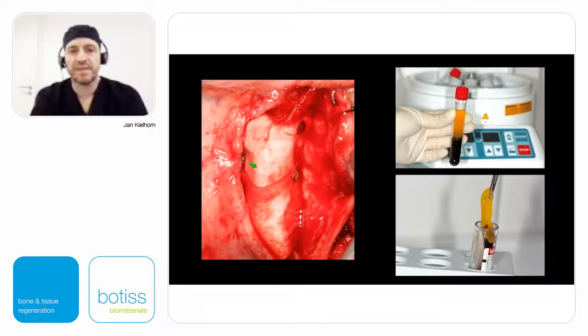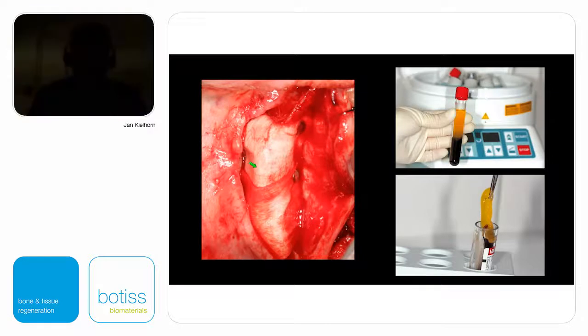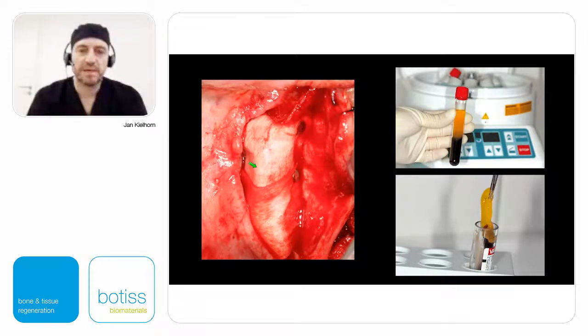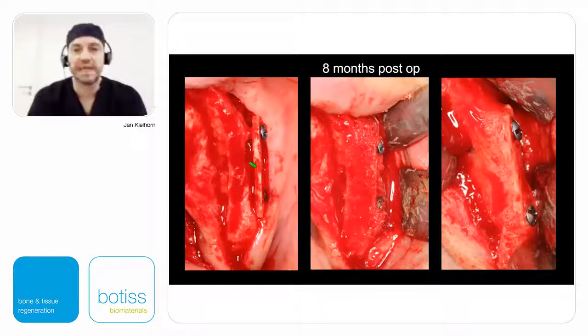We cover that then with a Jason membrane, a pericard membrane, and if you have very thin tissue or want to improve the soft tissue healing, we'll put another layer of a fibrin membrane on top of it to have a good wound healing, to have a safe wound healing, and to improve the healing. It gives you just a better result.